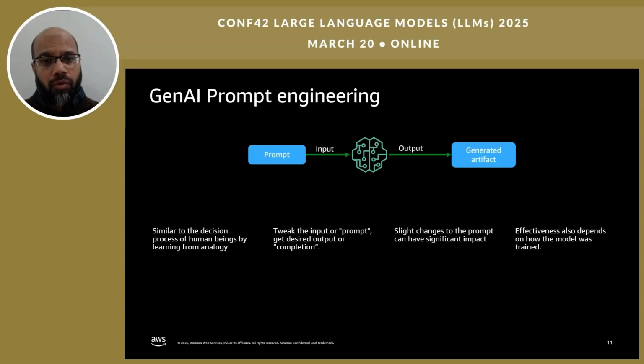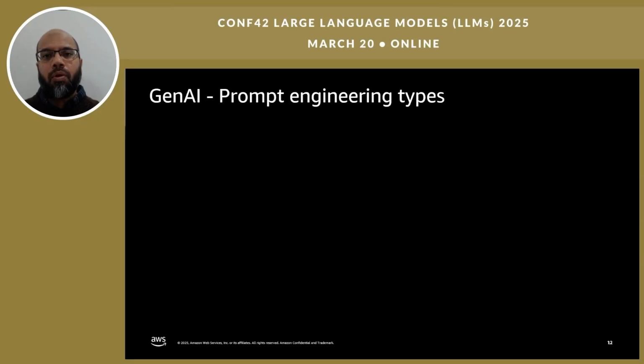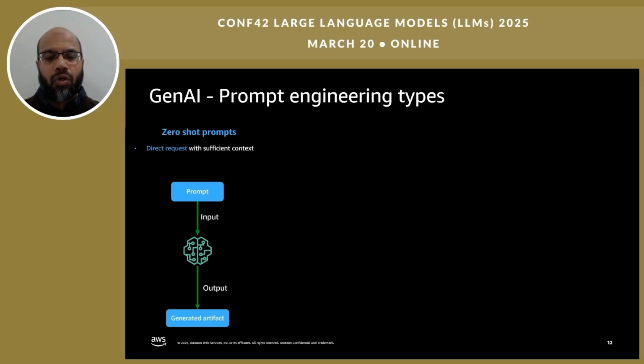Of course, it takes trial and error and also an artistic flair. But effectiveness also depends on how the model was trained. When it comes to prompt engineering, there are multiple types. You have a zero-shot prompt, or prompt by instruction, which uses the LLM out of the box. It allows language models to perform on tasks they have not been explicitly trained on.